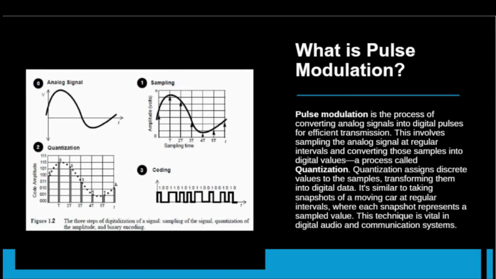This process refers to how we encode analog signals into digital pulses so they can be transmitted efficiently. Specifically, we take samples of the analog signal and convert them into a sequence of digital values. The term that describes this specific step is called quantization. Quantization works by assigning discrete values to the samples, effectively transforming them into digital data. This is a key process in digital audio and communication systems.